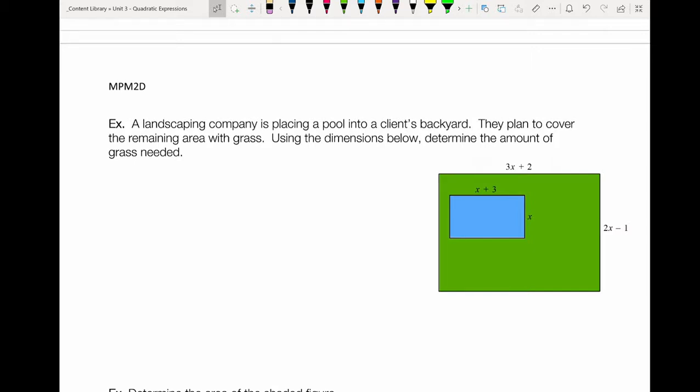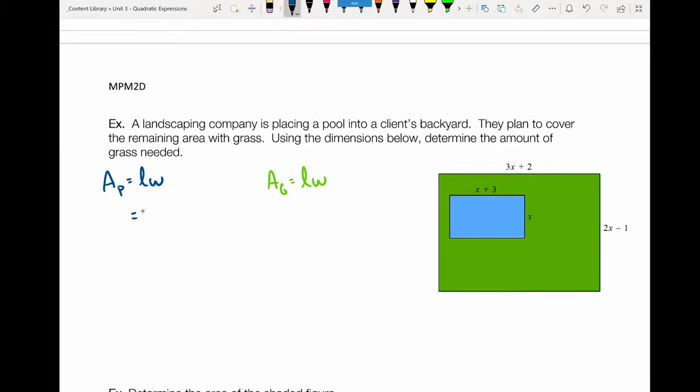I have two shapes here. I have my area of the pool, and I have my area of the grass. Based on the shapes, they're both rectangles, so it'll both be length times width. And I can see my dimensions. If you're not sure what to do, because we're dealing with the amount of area needed, let's at least find the area for both shapes and start with that.